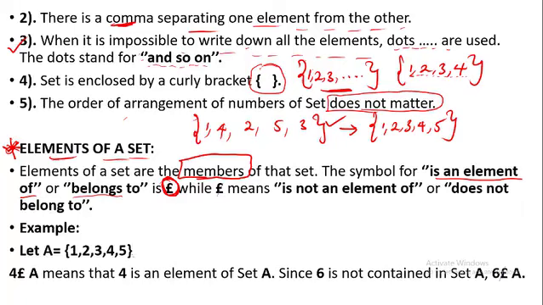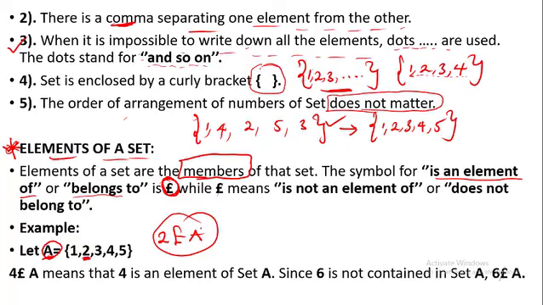If we want to say that 2 is an element of set A, we have set A here. Then we write 2, then the symbol, is an element of A. This means that 2 is inside the set A. Do we understand?